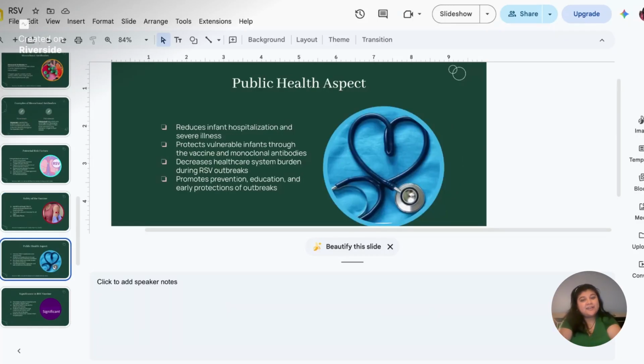For the public health aspects, since we're in our lovely public health class, we can see it reduces infant hospitalization and severe illness, protects vulnerable infants through the vaccine and monoclonal antibodies, and decreases the burden on healthcare systems from RSV outbreaks. And eventually it promotes prevention, education, and early protection during outbreaks.